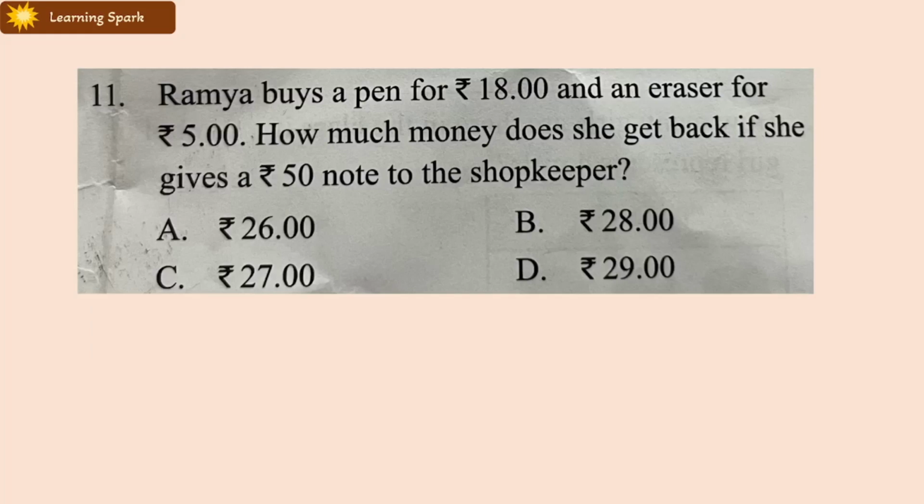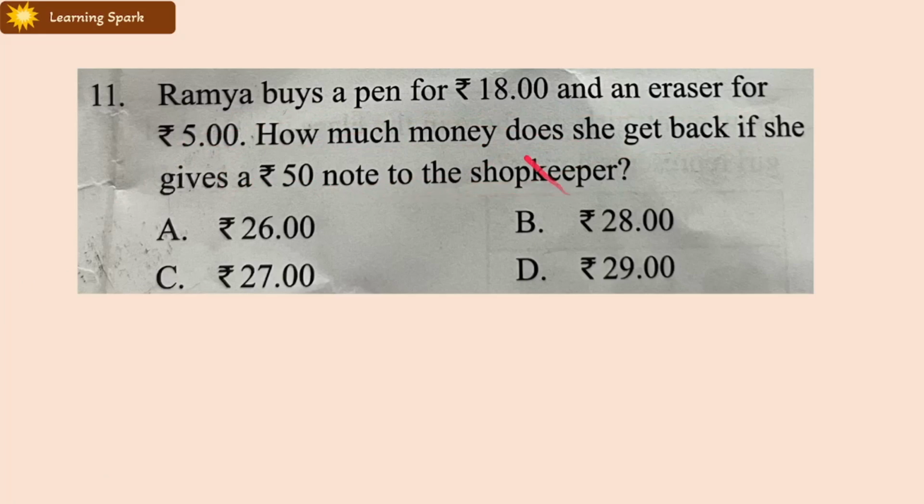Question number 11 is on the screen. Let's solve this now. You can try it yourself by pausing the video. So we will proceed now. Ramya buys a pen for 18 rupees and an eraser for 5. How much money does she get back if she has given a 50 rupee note to the shopkeeper?